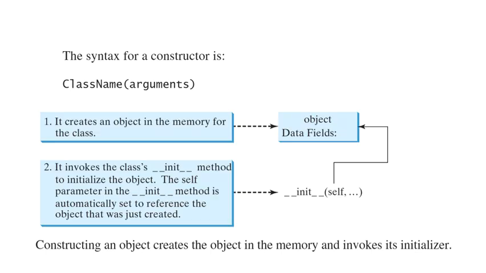The syntax for a constructor is the class name followed by arguments. It creates an object in memory for the class, with its data fields, and invokes the class __init__ method to initialize the object. The self parameter in the __init__ method is automatically set to reference the object that was just created. So self points to the object. Constructing an object creates the object in memory and invokes its initializer. That means it will initialize the values of the object's data fields.